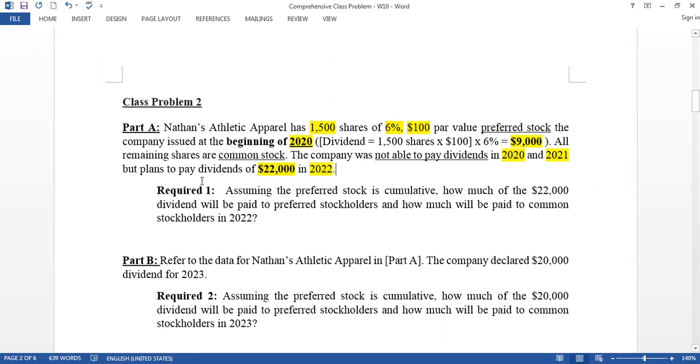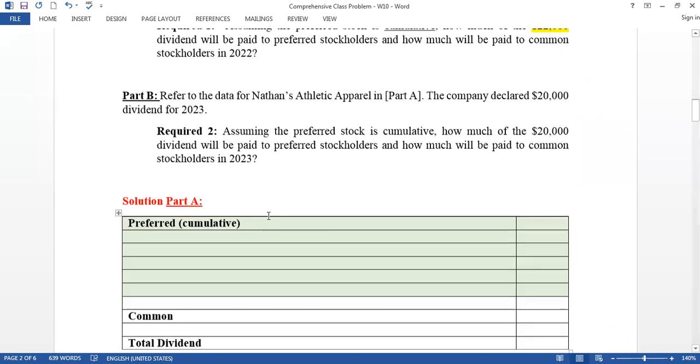Now, according to part A, assumption 1, assume that the preferred stock is cumulative. How can we allocate this $22,000 of dividend to the preferred stockholders and the common stockholders? So this is requirement 1. Let's see the solution.